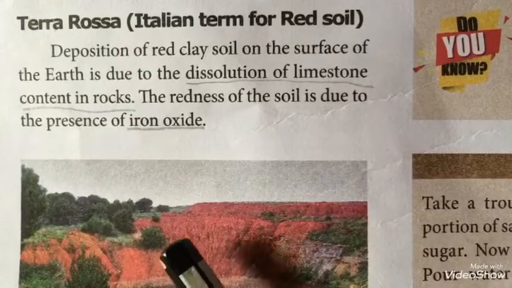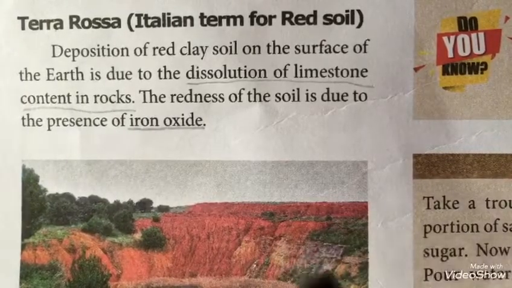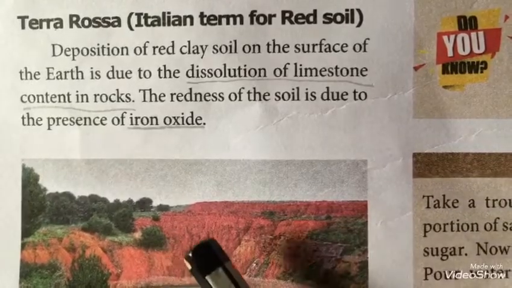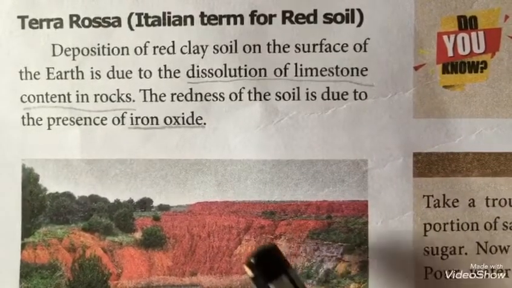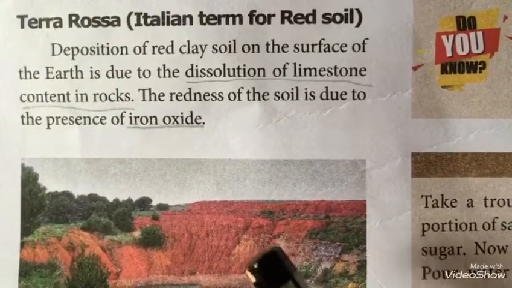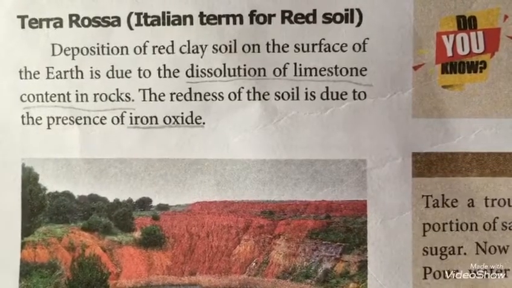So how is this redness of soil present? Because in the soil there is a presence of iron oxide. So due to iron oxide, it is red in color.